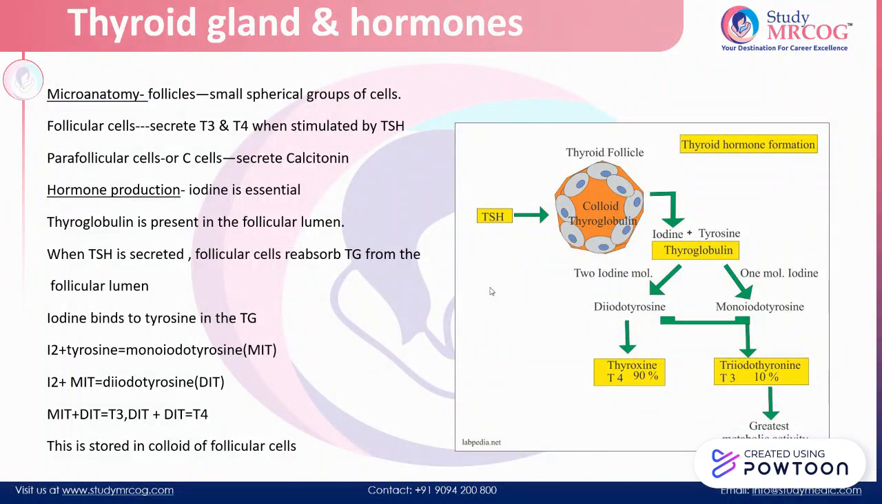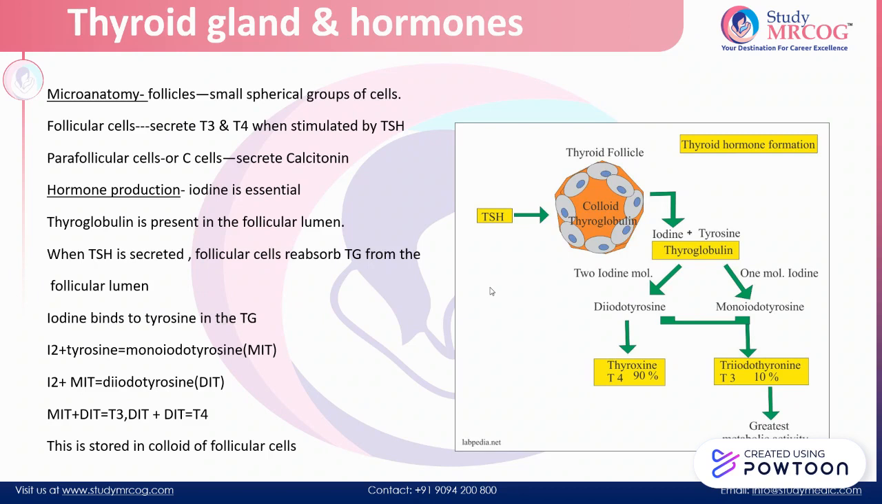So, in the thyroid gland, we know we have two types of cells: follicular cells, which secrete T3 and T4, and parafollicular cells, which secrete calcitonin. Now, for production of thyroid hormone, iodine is essential. In the follicular lumen, you have presence of thyroglobulin.